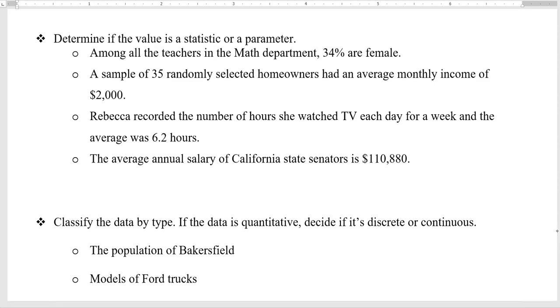Determine if the value is a statistic or a parameter. Among all the teachers, and I think they're specifically talking about the numbers on these, because I could say all the teachers and then go, that's a parameter. But they said among all the teachers in the math department, 34% are female. Is that a statistic or a parameter? Well, a lot of people say it's a statistic because it's a small group. Well, here's the key word. This 34% is data from the entire group. So because that is from the entire group, we would designate that as a parameter.